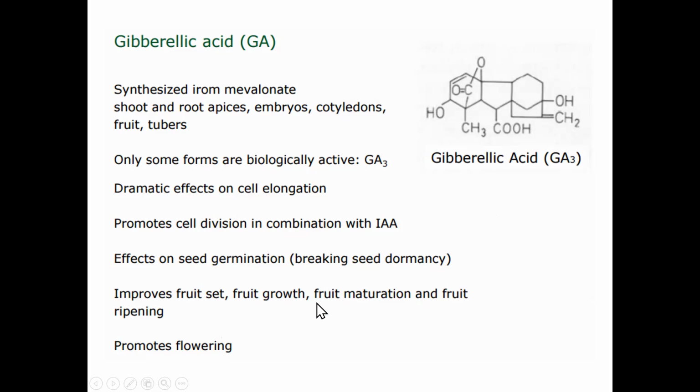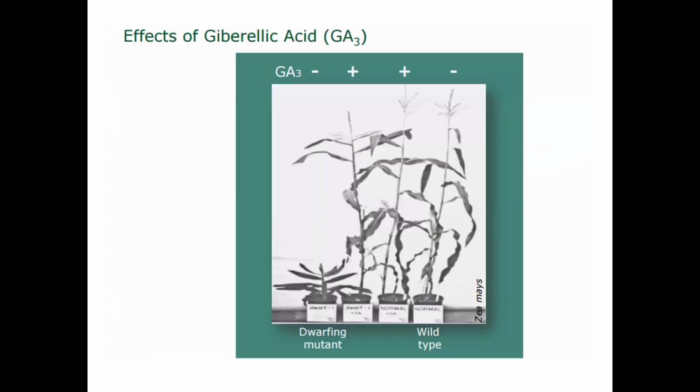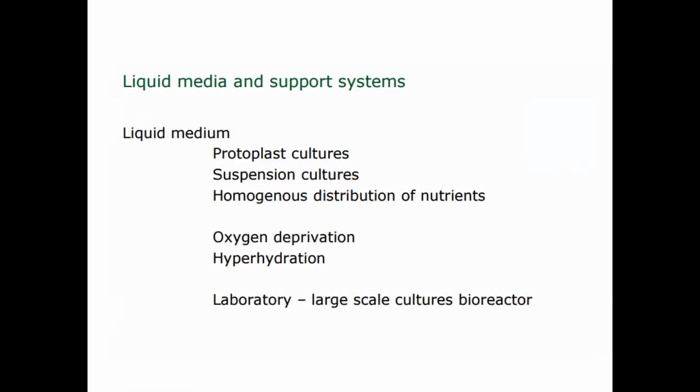Improves fruit set, fruit growth, fruit maturation, and fruit ripening. Promotes flowering. Sometimes floriculturists use gibberellic acid spray for promoting flowering. So the effect of gibberellic acid, here you can see dwarfing mutant, wild type. So if you use gibberellic acid high, you can make the dwarf plant also.